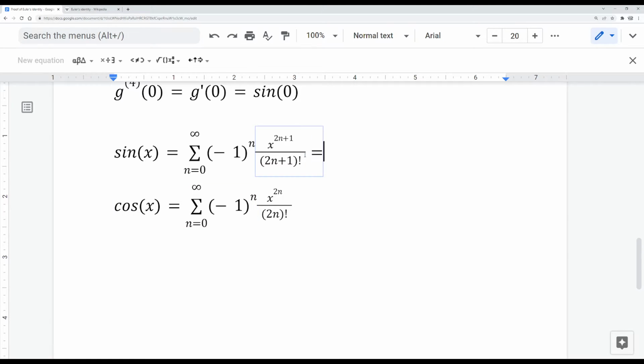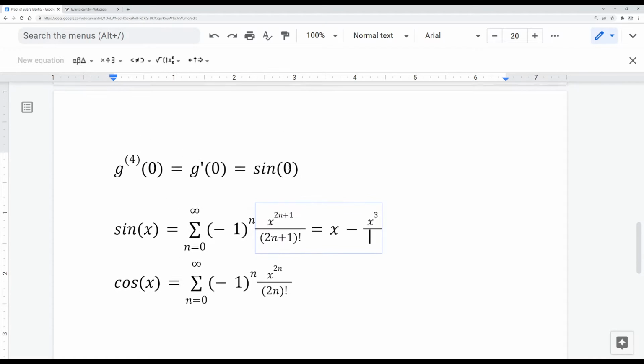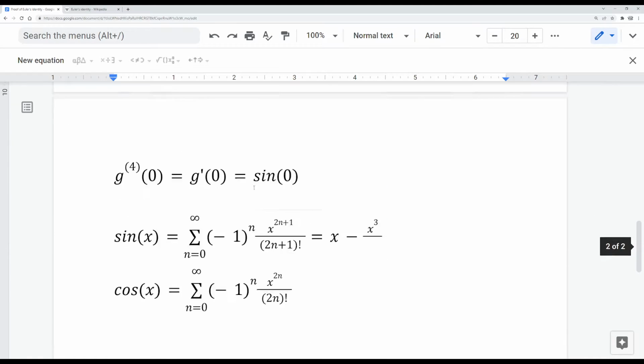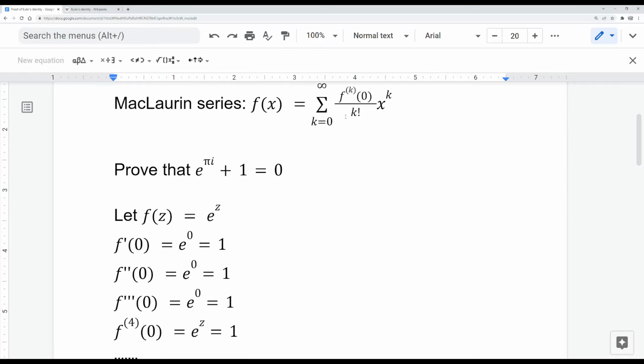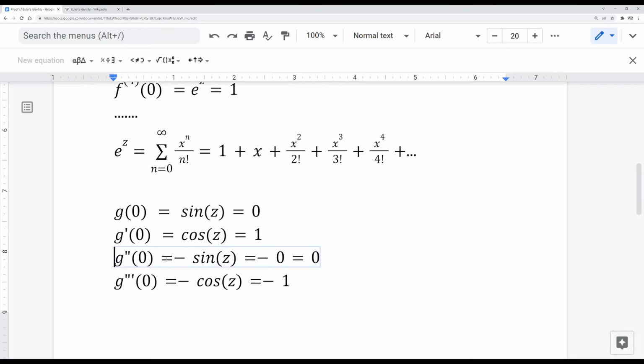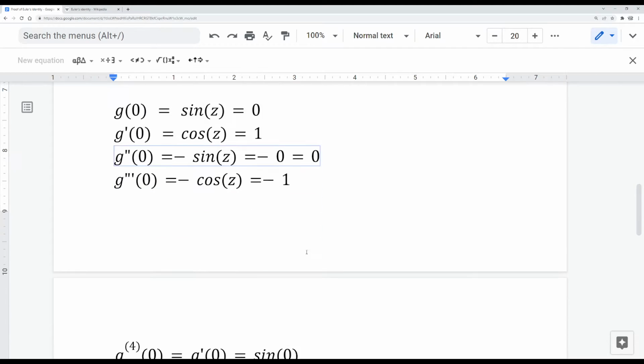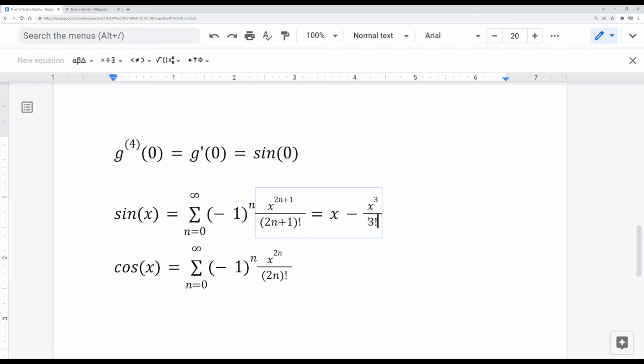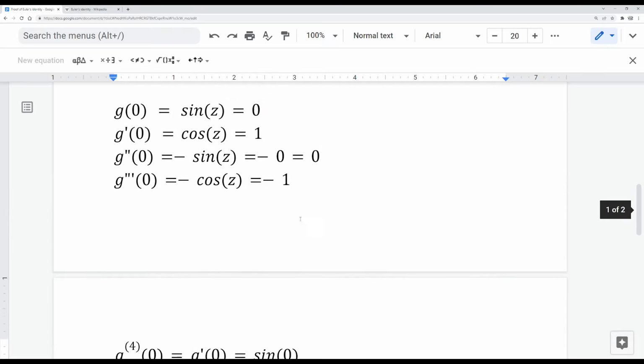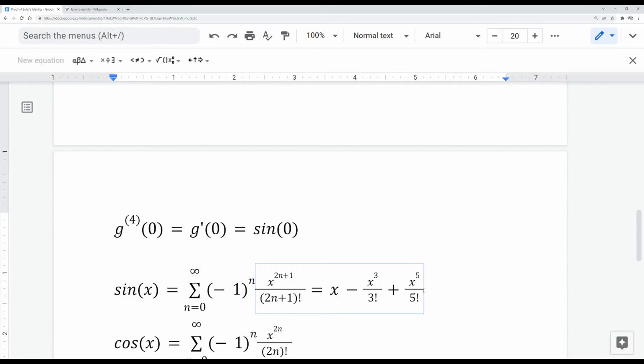Okay, well this means x minus, gotta get the fraction out, x to the third, because the x to the second got canceled out by this 0 right here. Because remember, second derivative, second power, but the second derivative is negative sine of 0, which is 0. So that disappears. So we only get the odd, because every even term disappears. But remember, the next odd term must be positive, because we have this alternating thing with the negatives. So again, it goes back to minus and dot dot dot.